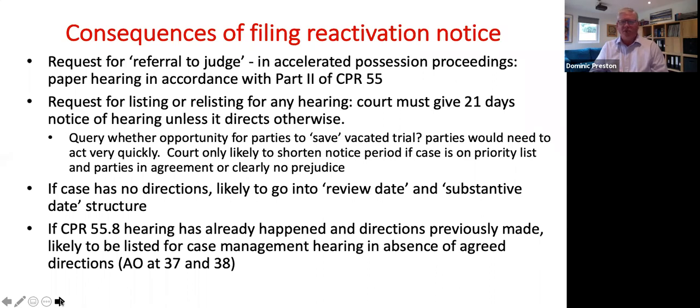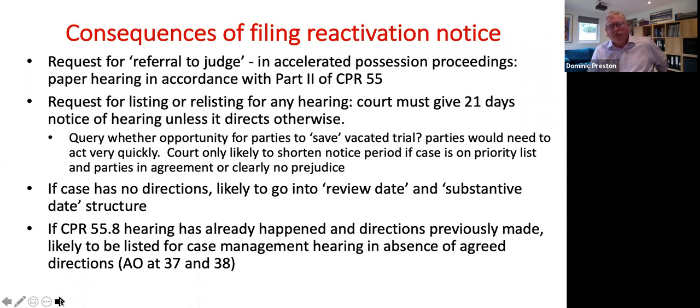March 2020 came along. You were weeks away from your final directions. You've dealt with them all now. You had a trial listed for 5 days. It's in October. You don't want to lose it. It seems to me that you'd need to act pretty quickly, bearing in mind that 21 days.